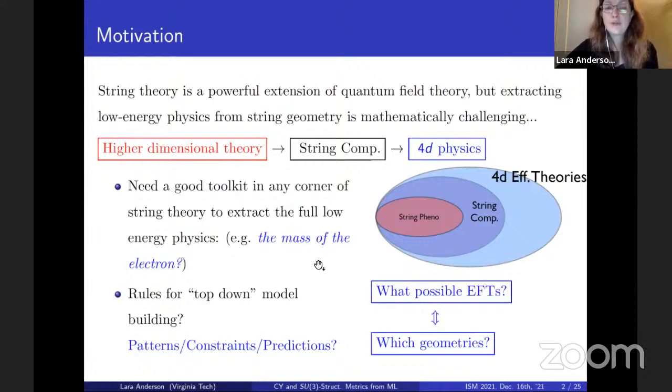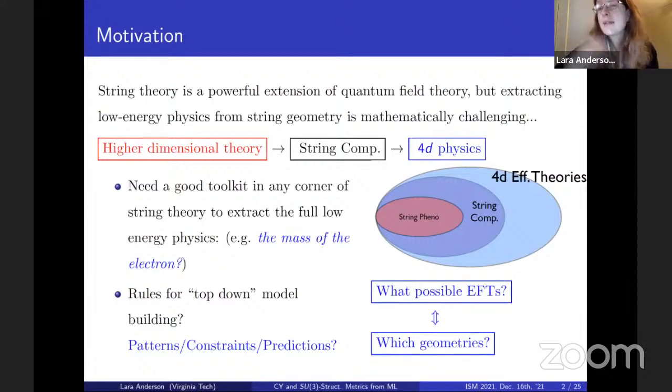And it is an unfortunate fact that to try and really understand what you mean by a diagram of this type in the space of effective theories, you need a very robust toolkit in any corner of string theory in order to actually extract the low energy physics that you're interested in. So for example, if you want to create a string vacuum and say, what is the mass of the electron in this vacuum?